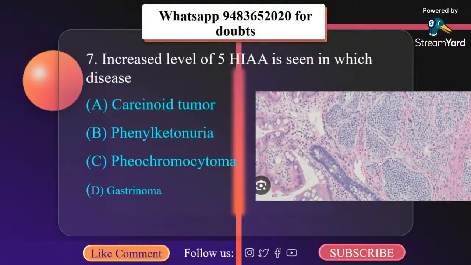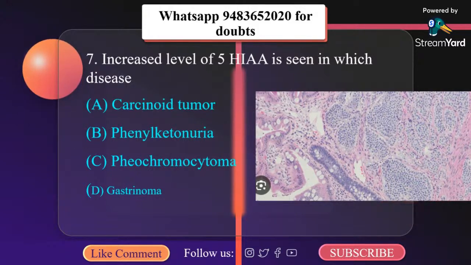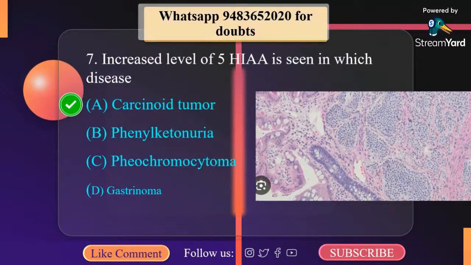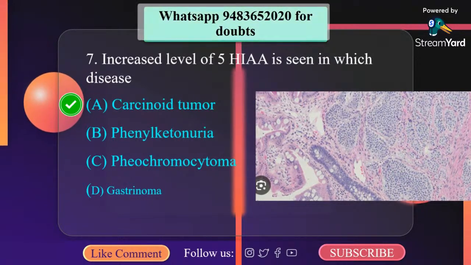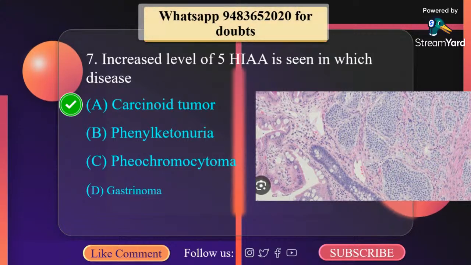Increased level of 5-HIAA is seen in which disease? A. Carcinoid tumor. B. Phenylketonuria. C. Pheochromocytoma. D. Gastrinoma. It is carcinoid tumor. In carcinoid tumor, there is an increased level of 5-HIAA.